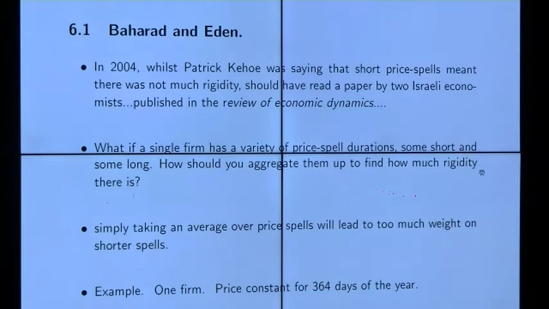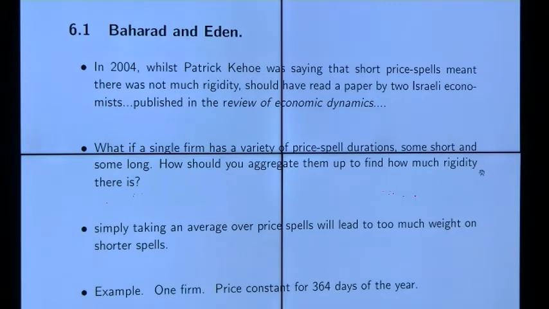how do you aggregate them up? So to answer the question of how much rigidity there is with a single firm. So it's sort of aggregating it more over the time dimension. And they realised if you simply look at the average of price spells, it will lead to too much weight on shorter spells. Because when you take an average over spells, each spell has the same weight, and a short spell will have the same weight as a long spell.